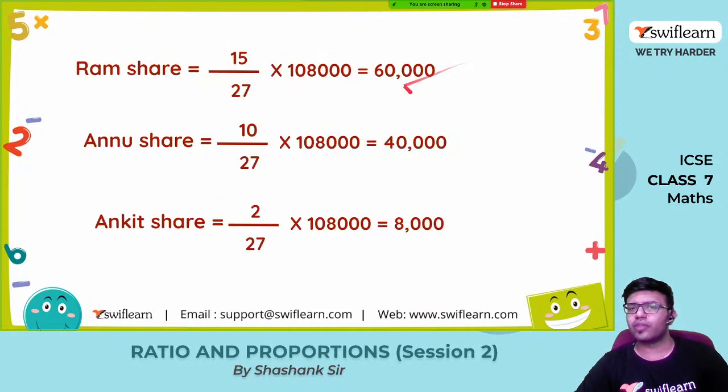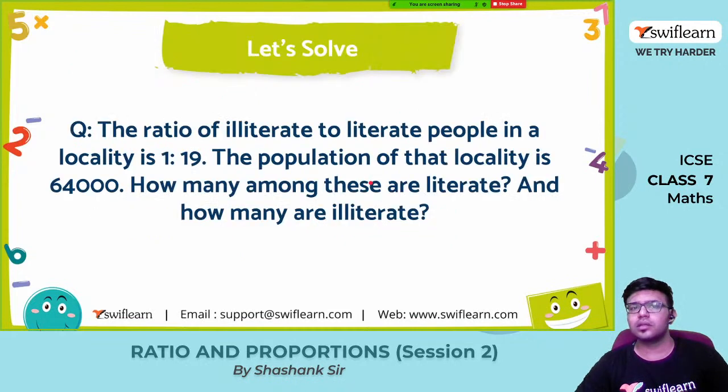So this is what we have got, guys. This is the answer. Now the next question: the ratio of illiterate to literate people in a locality is 1 is to 19. The population of that locality is 64,000. How many among this are literate and how many of them are illiterate?